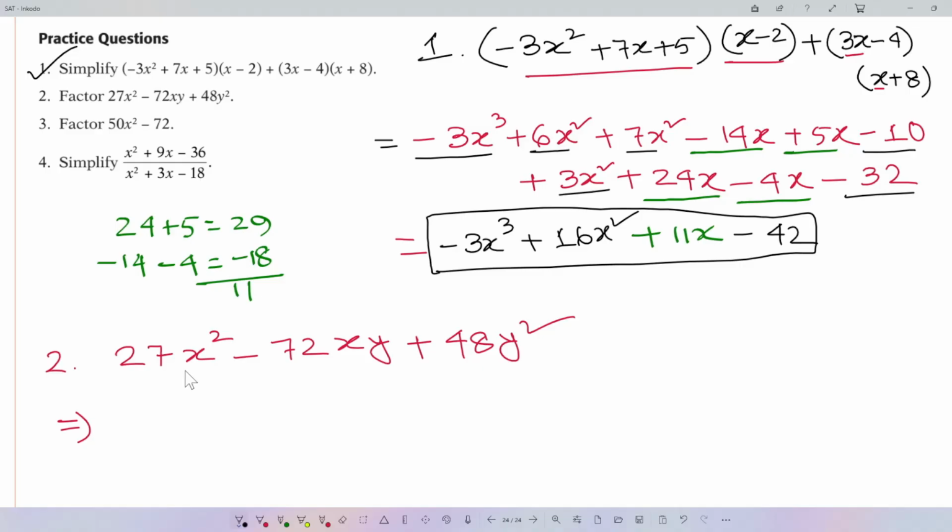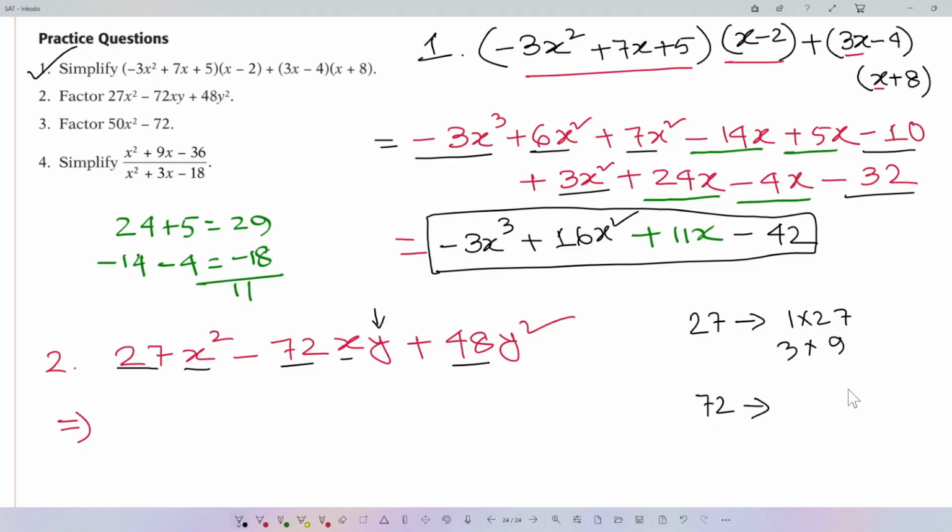Look, here is x², here is x, so it's not similar because here is 1y. But here is 27, 72 and 48. What is the common factor? If we factorize 27, we can write 1 times 27, 3 times 9, right? 4 is not possible, 6 not possible.